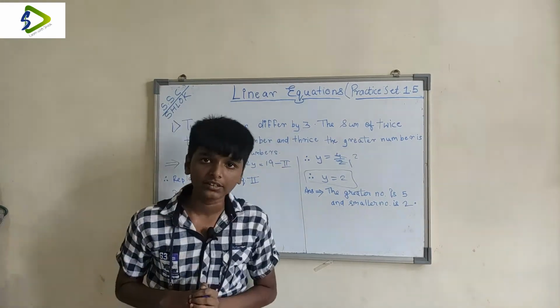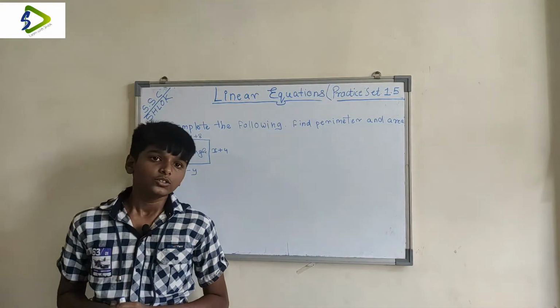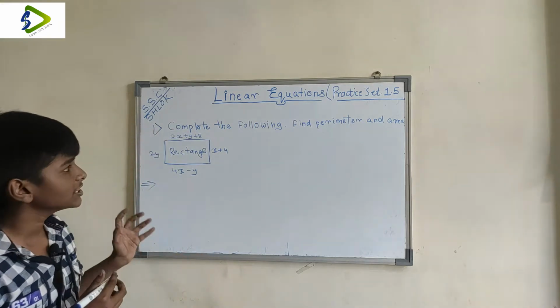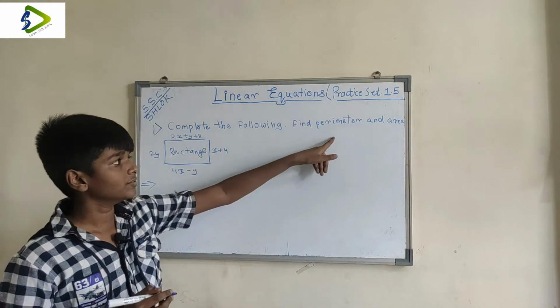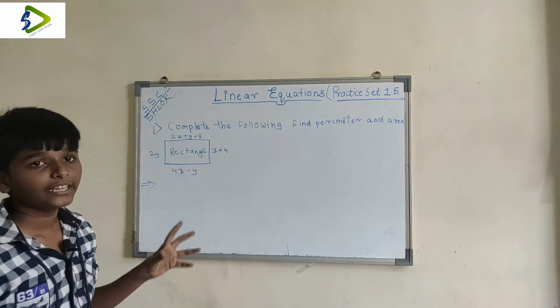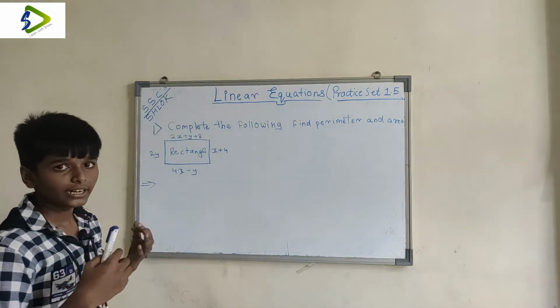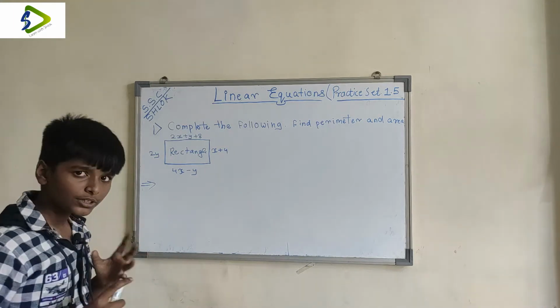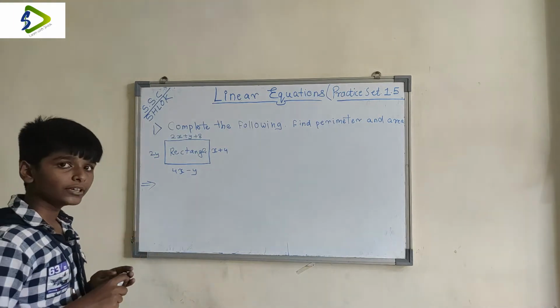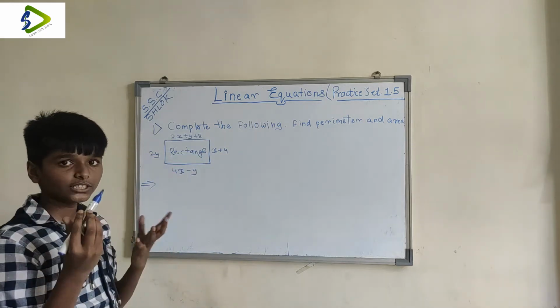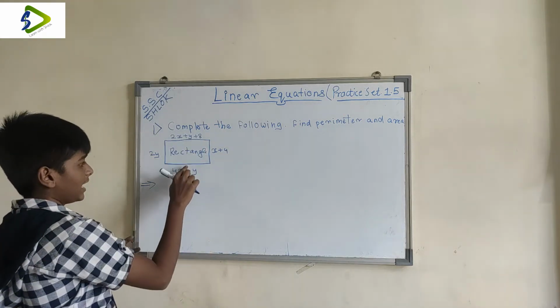Now let's look at the second one. So now that we have solved the first question, let's look at the second one. The second question given to us is complete the following. We have to find the perimeter and area of this figure. So first of all, this figure is a rectangle, we know that. And to solve this question, you must know some properties of a rectangle. The first property is that the opposite sides are always equal. That means that this and this should be equal.